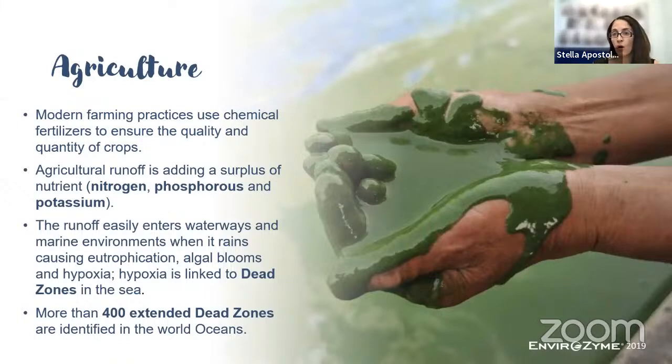It means excess growth of aquatic plants, algal bloom, and hypoxia. Hypoxia is a condition where there is not enough oxygen in the aquatic ecosystem. We have a very big consumption of oxygen due to this algal bloom, so we have what we call oxygen sag. And the next step is the dead zones, zones where species cannot survive, and especially fish cannot survive. It is estimated that more than 400 extended dead zones are identified in the world oceans. It is a very big number.